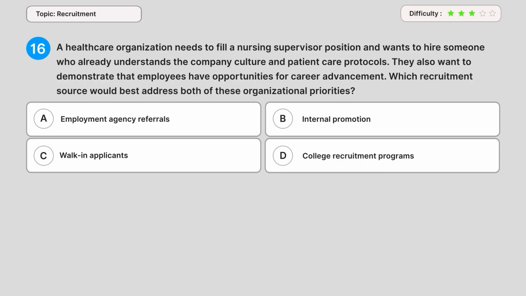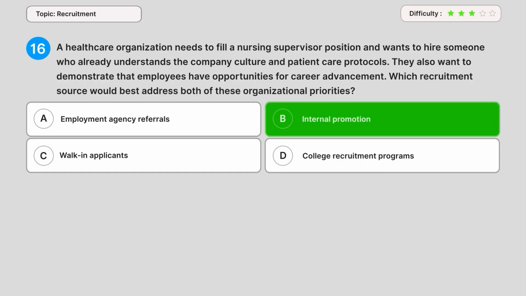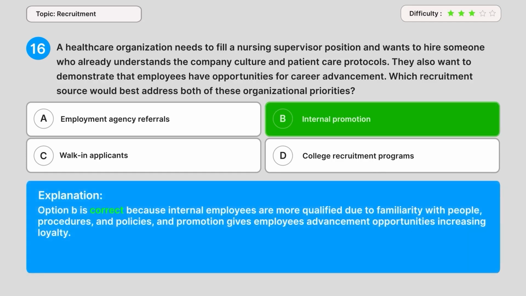Correct answer, B. Internal promotion. Explanation. Option B is correct because internal employees are more qualified due to familiarity with people, procedures and policies, and promotion gives employees advancement opportunities, increasing loyalty.